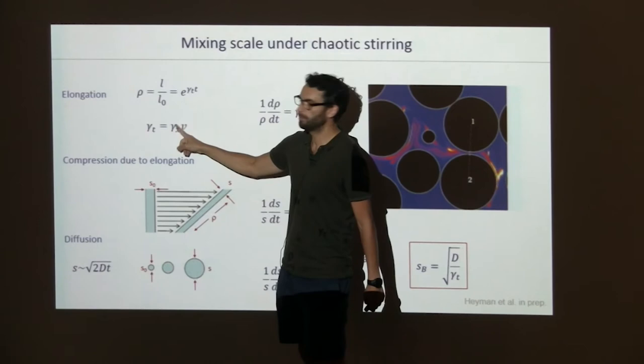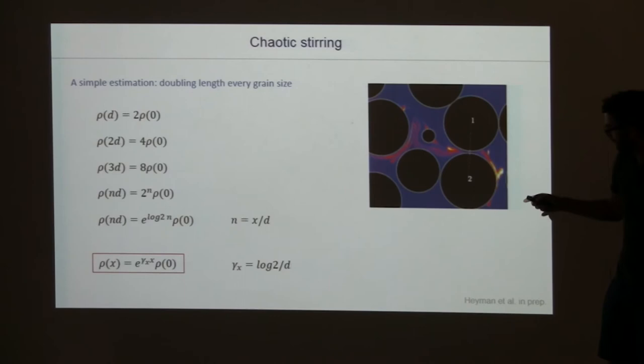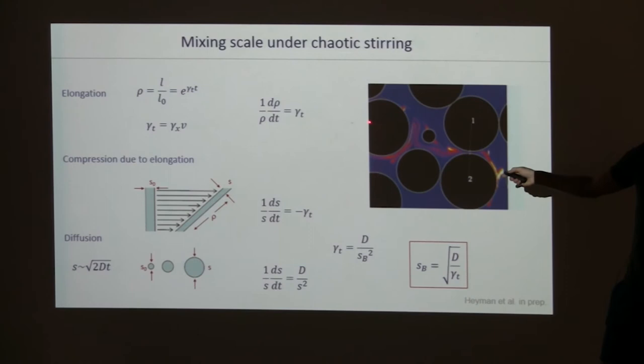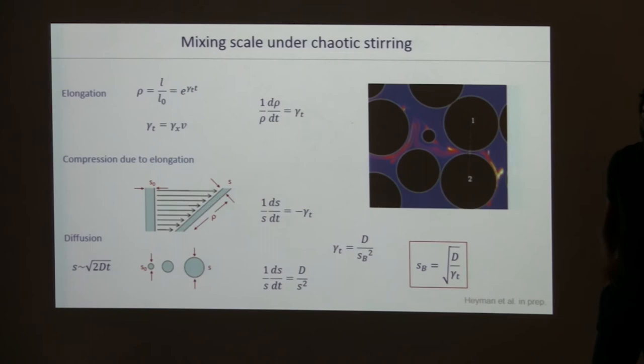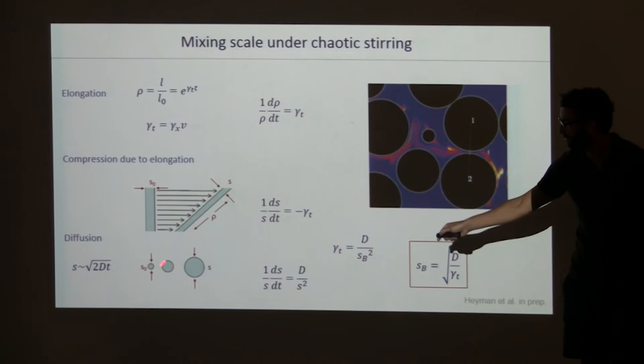And so the elongation rate is constant here. It's equal to the Lyapunov exponent. And the compression rate is also constant. Because of volume conservation, the compression rate is minus the elongation rate. So we have a constant compression rate that needs to balance at some point with the expansion rate that is the result of diffusion.